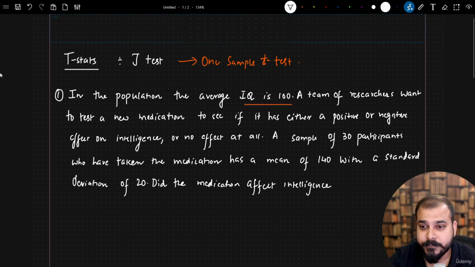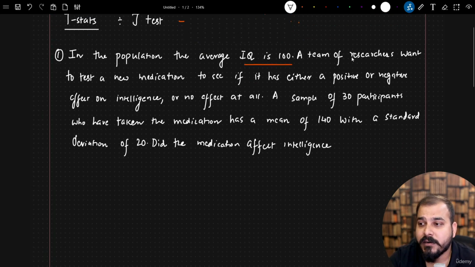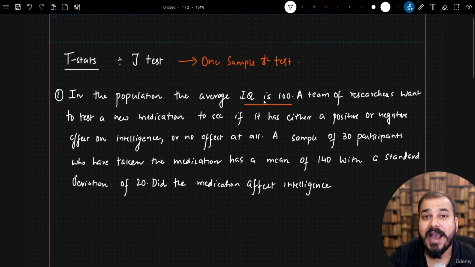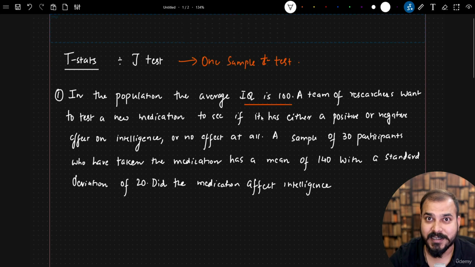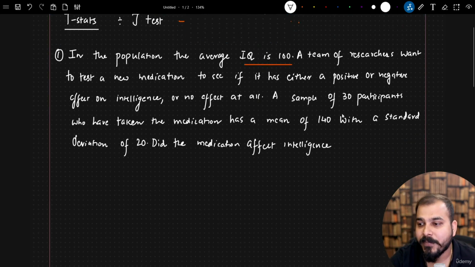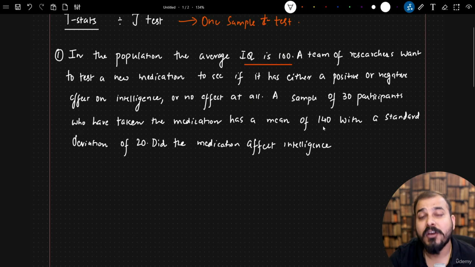So in the population, the average IQ is 100. A team of researchers wants to test a new medication to see if it has a positive or a negative effect on intelligence or no effect at all. So initially the average IQ is 100. The researchers give the new medication to people to see whether it is increasing or decreasing their intelligence. Whenever I say increasing or decreasing, this becomes a two-tailed test. Always remember that. A sample of 30 participants who have taken the medication has a mean of 140.